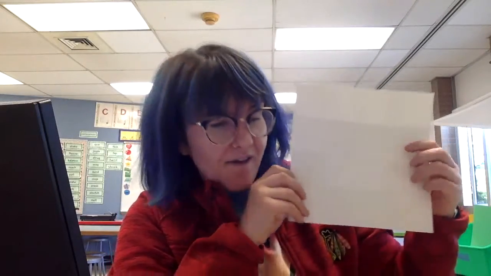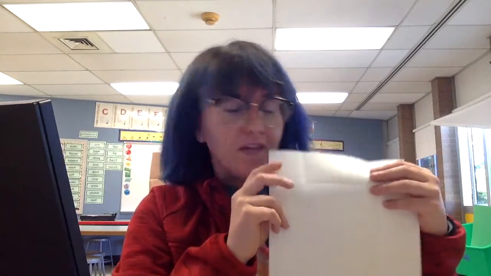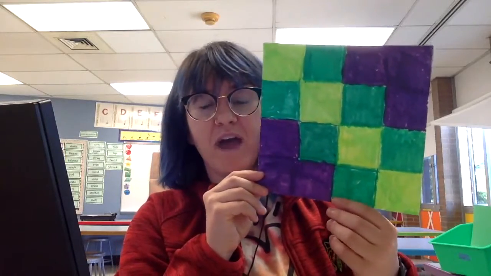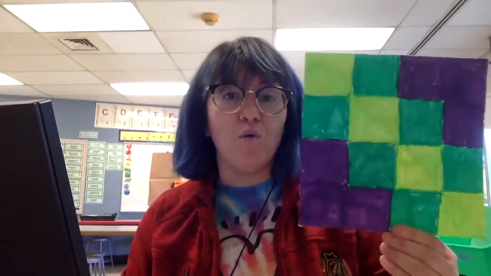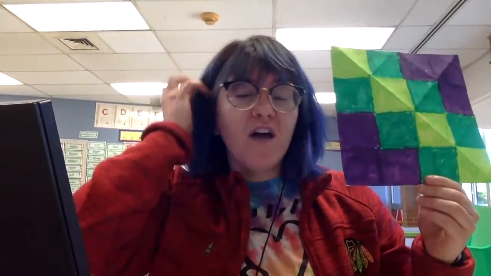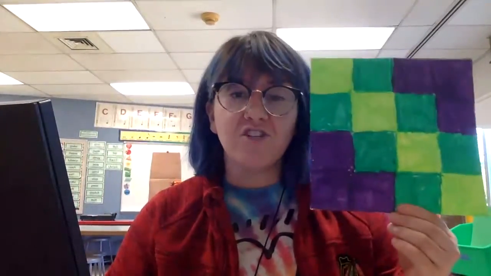16 squares. So now you can take your coloring supplies at home, whatever supplies that you have, and you can create your own quilt square. Then you're going to just figure out what fraction of each color your quilt square is.